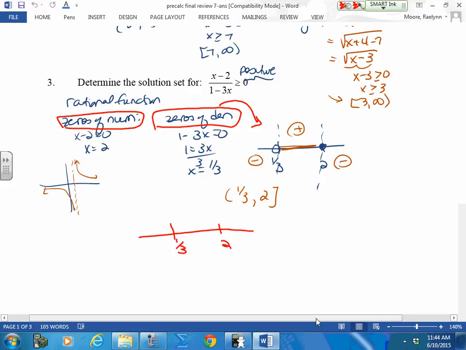Now, because this has an equal sign, the numerator can follow that one. So for the numerator, it can be filled in. For the denominator, it can never be filled in because your denominator cannot equal 0. A -1/3 would give me 0 down here. This one has to be open.